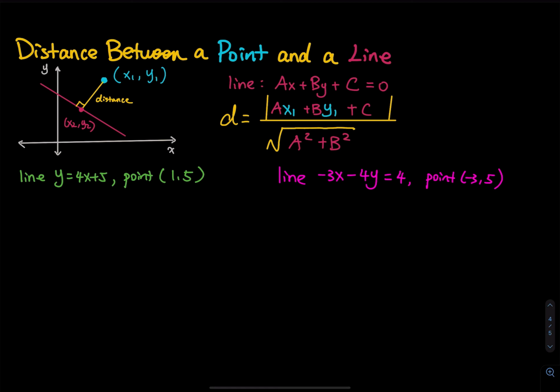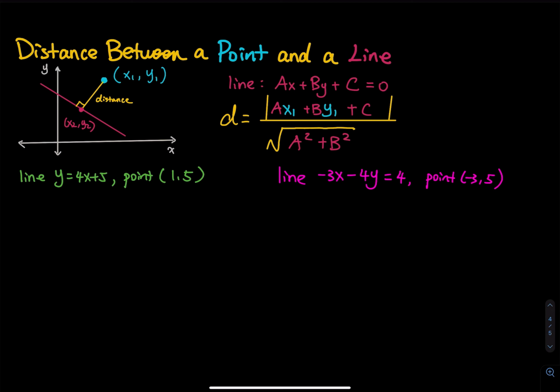A times x1 plus b times y1 plus c. We take the absolute value of that in case we get a negative, and then divide by the square root of a squared plus b squared. The square root of a positive is always positive. Now, we have two problems to practice.